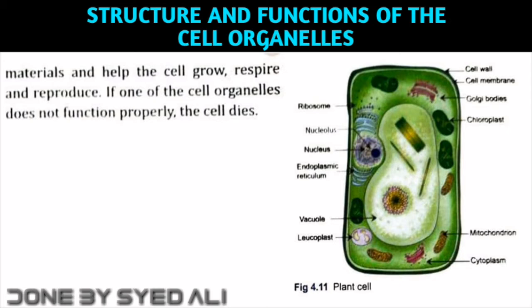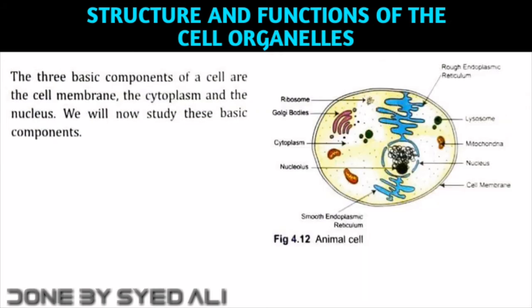If one of the cell organelles does not function properly, the cell dies. The following images show what is a plant cell and what is an animal cell. The three basic components of a cell are the cell membrane, the cytoplasm, and the nucleus. We will now study these basic components.